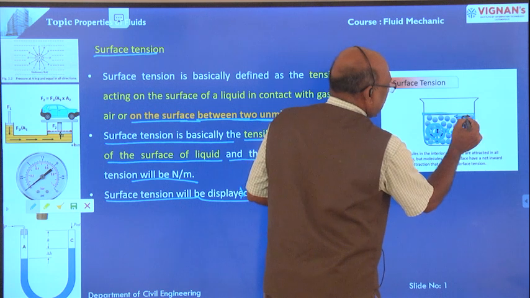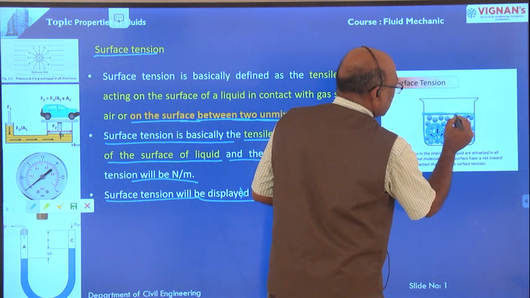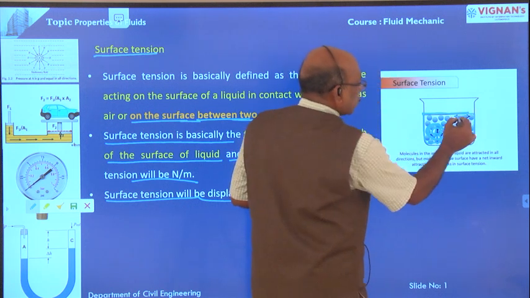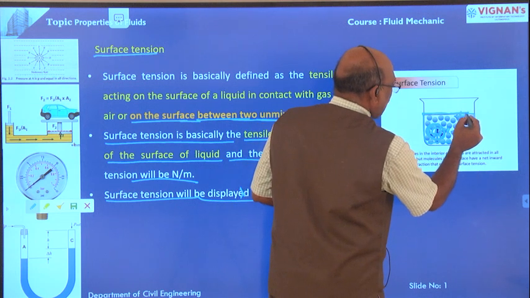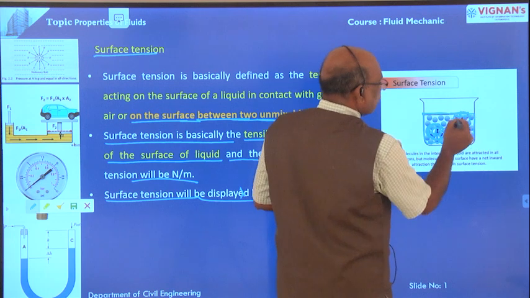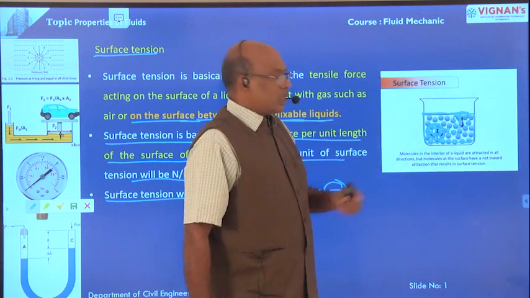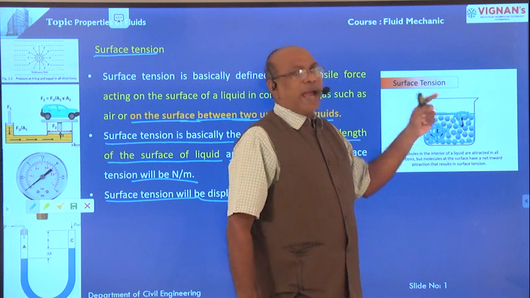Whereas this one is located near the surface of the liquid, the free surface of the liquid, so one force is acting downwards. So here this is not an equilibrium position. The resultant force is not equal to 0. Therefore, here the surface tension is acting.